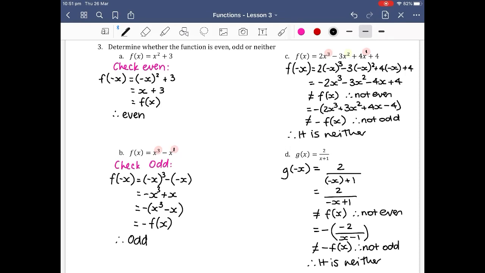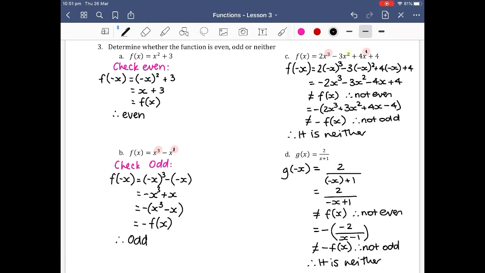So when proving something is even, odd, or neither, you always sub in negative x into the function. If you can make f of x, so if you can make the function back how it was, it's even. Basically, if everything is an even power or constant, but you have to show this. If it's odd, when you sub in negative x for all your x values, you should take a negative outside of the function. And if neither of these work, it means it's neither.